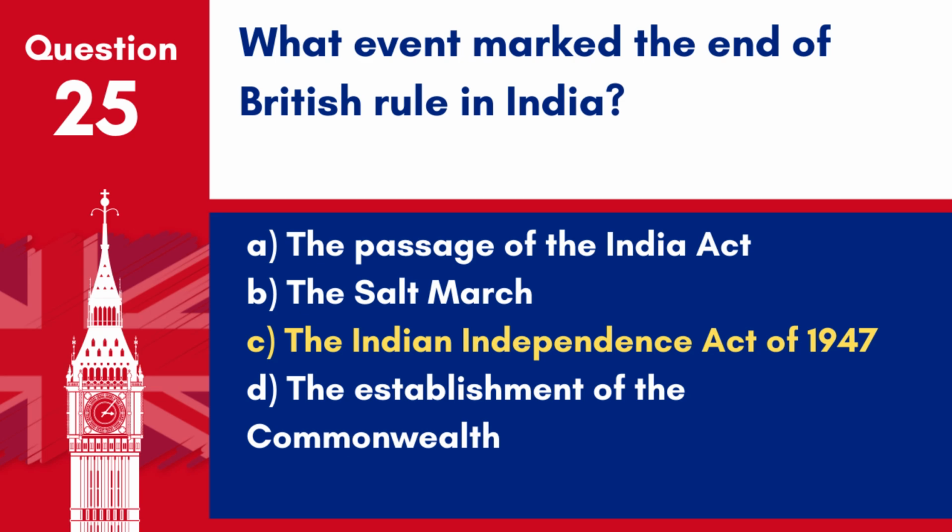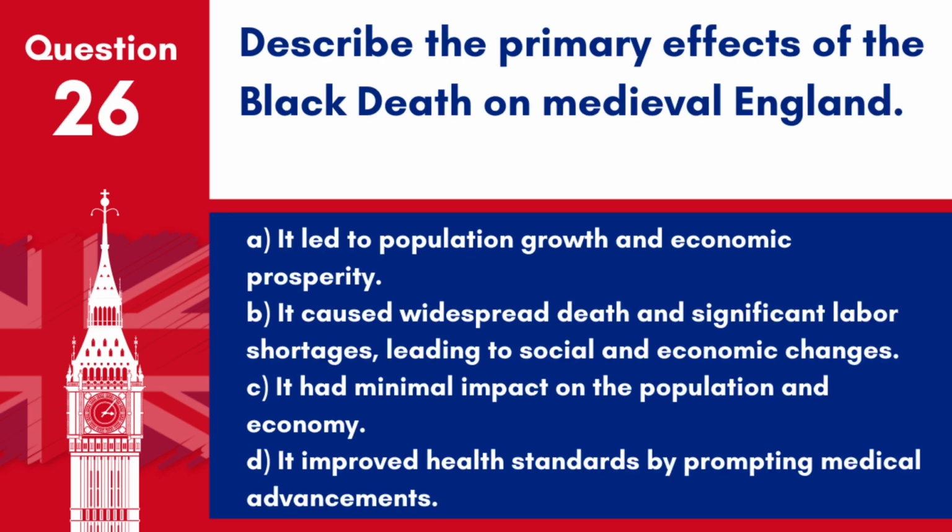Answer C. The Indian Independence Act of 1947. This act marked the end of British rule in India and the partition of India into two independent dominions, India and Pakistan. Question 26. Describe the primary effects of the Black Death on medieval England.